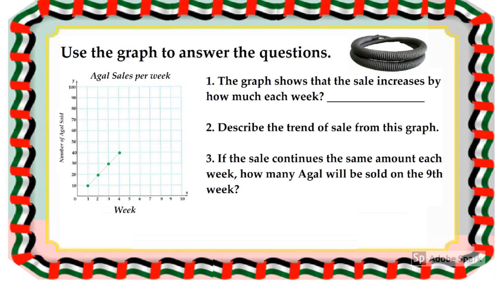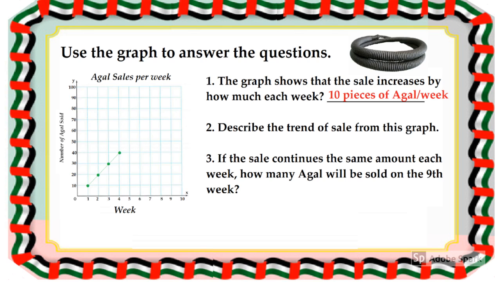Now, let us move to the graph. The agal sales per week. Let us analyze the graph so that we can answer the following questions. The y coordinate is the sales of the agal and the x coordinate is the number of weeks. On question number 1, the graph shows that the sales increase by how much each week? I want you to look at the graph.